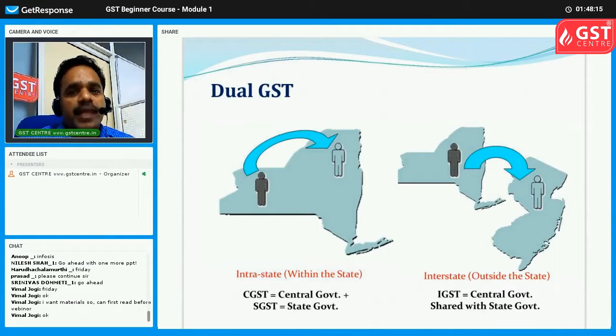Let us see dual GST again. I have already explained. For intrastate supply, within the same state, CGST and SGST will be applied, and for interstate supply, that is from one state to another state, IGST will be applied, and IGST will be shared by the central government with the state government where the consumer is located.